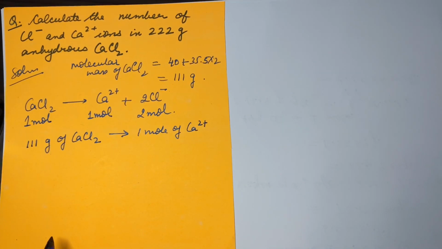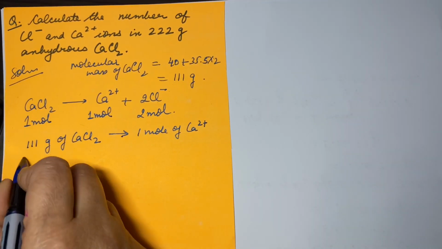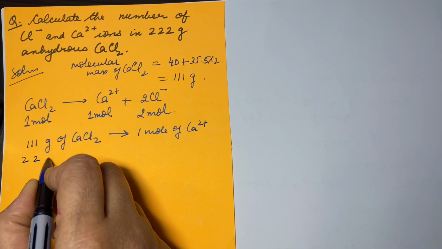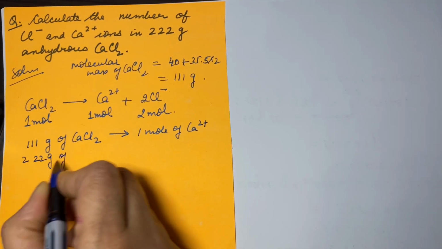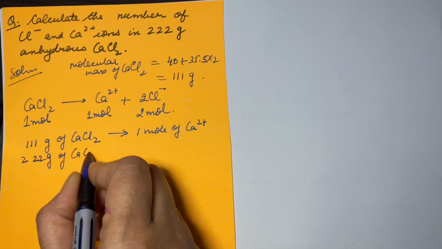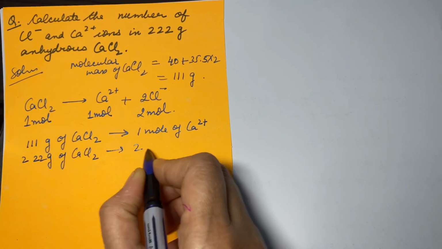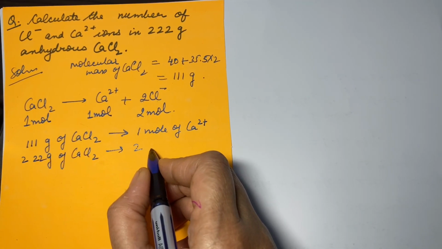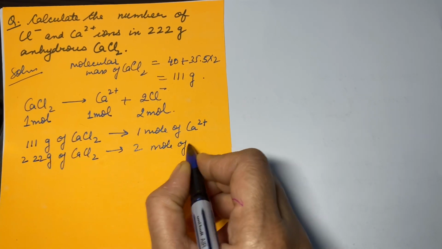So 222 grams of calcium chloride will have 2 moles of calcium ions.